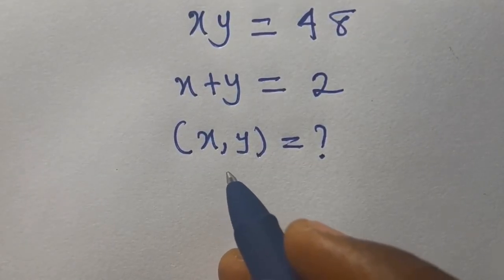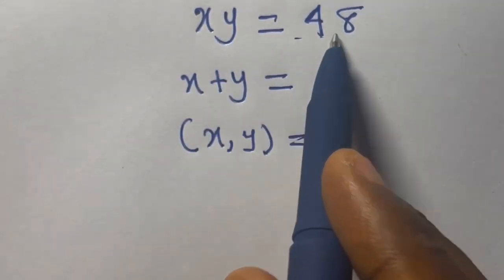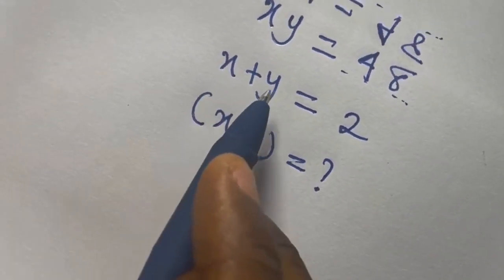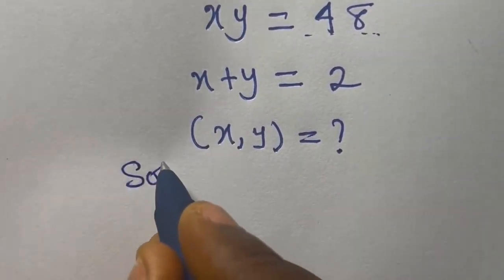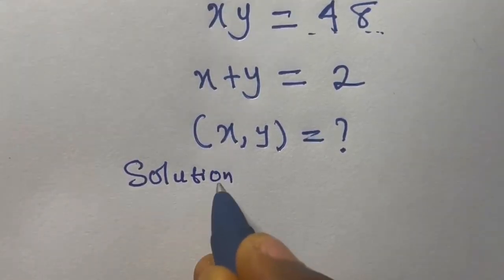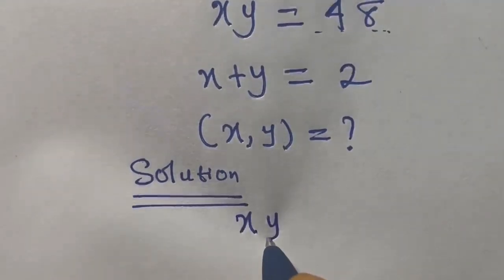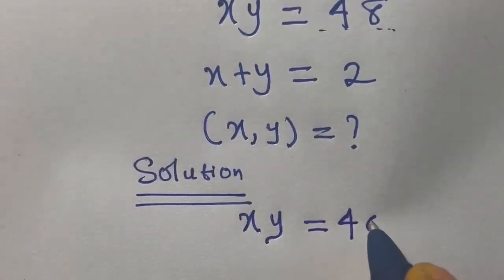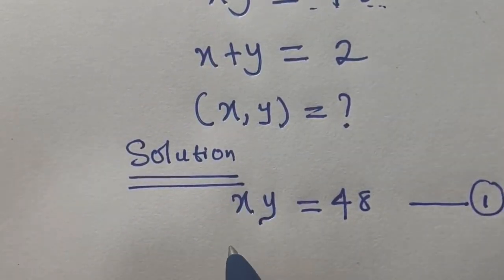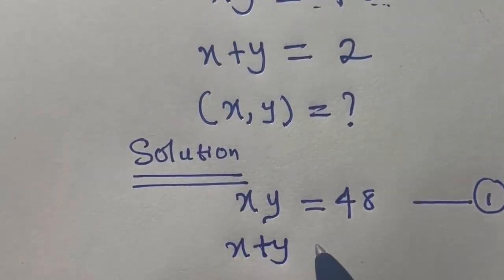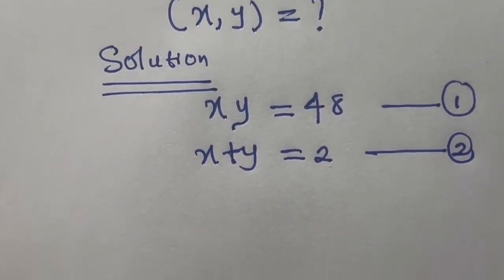Hi guys, we want to solve for x and y in xy equals 48 and x plus y equals 2. Let's see the solution. The first we have is xy equals 48. Let's say this is equation 1. And we have x plus y equals 2. Let's say this is equation 2.